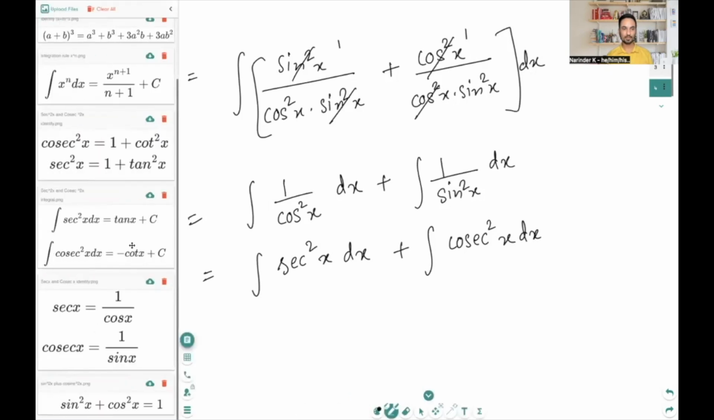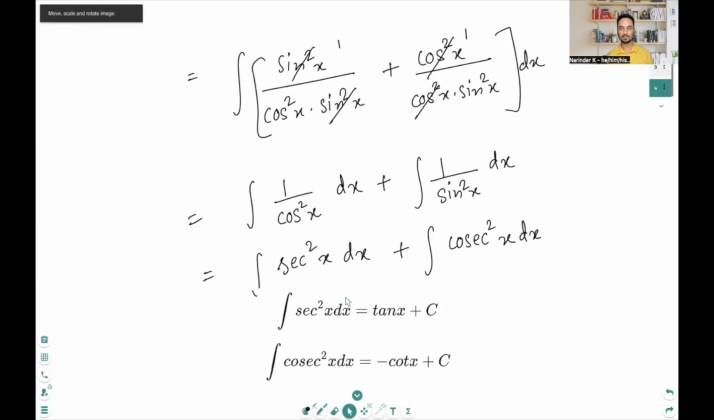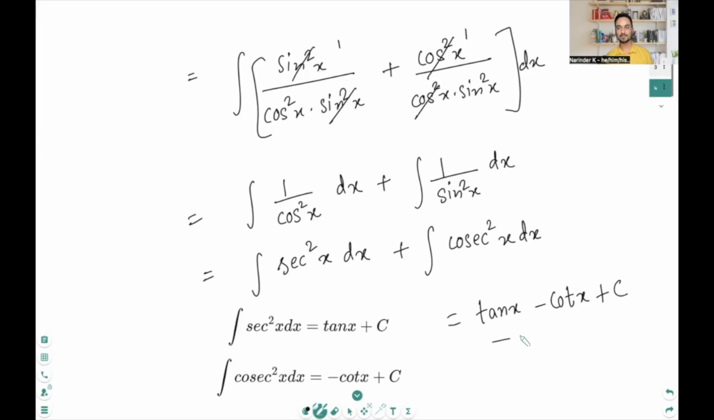So by using the properties of the integrals of sec² and cosec², the integral will become tan x minus cot x plus c.